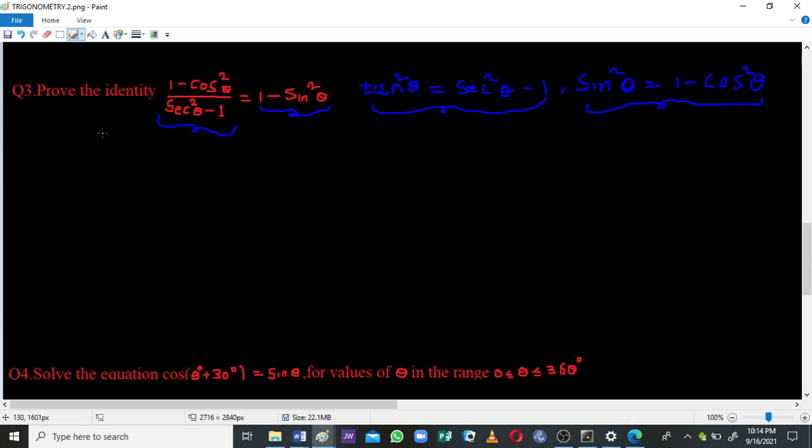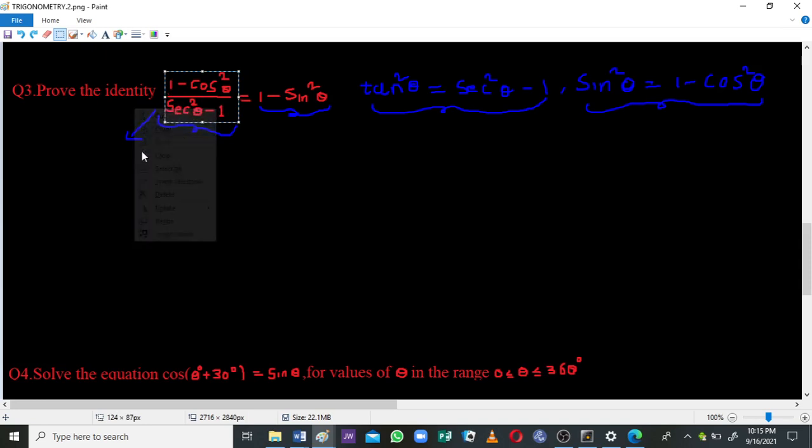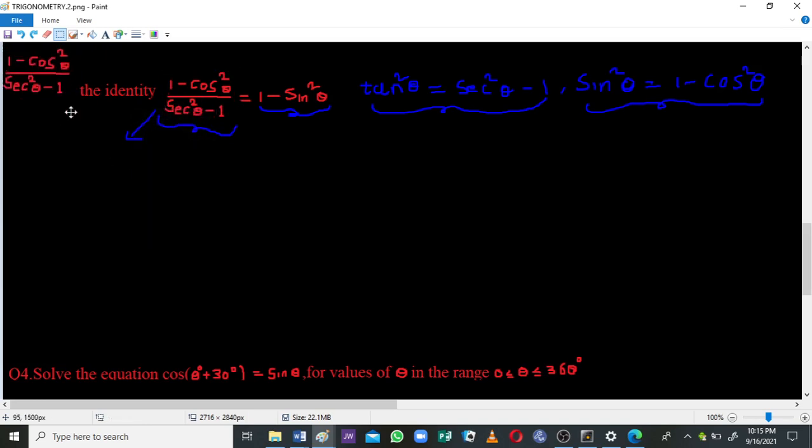Alright, so let's get started here. To prove this identity, we can take the left hand side. So in the left hand side we have 1, let me just copy this so that we can see our question properly there. So this is our question.